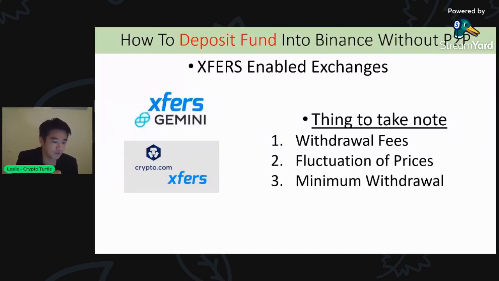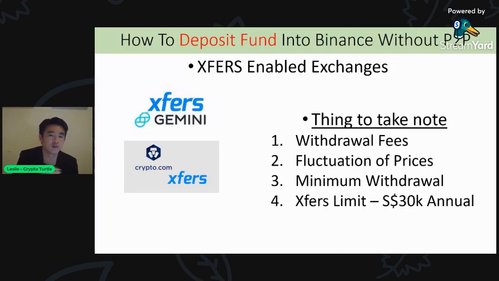Number 4 is Xfers do have a limitation that you can only spend 30,000 per year. So if you are a whale, a crypto whale, then this may be a problem for you. So you may want to ask some help from your family members, maybe your spouse, to also have extra, so you double your limit. Of course, that's another way to bypass this limitation. All right, I hope that makes sense.